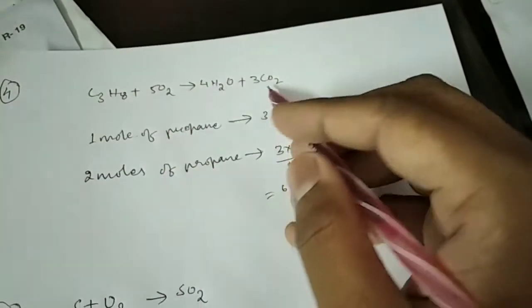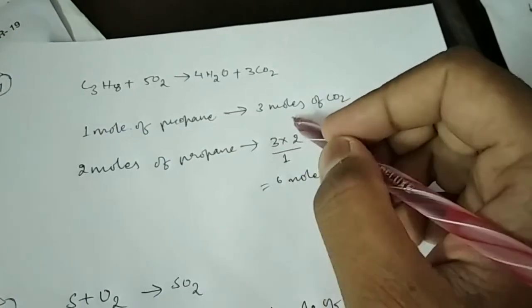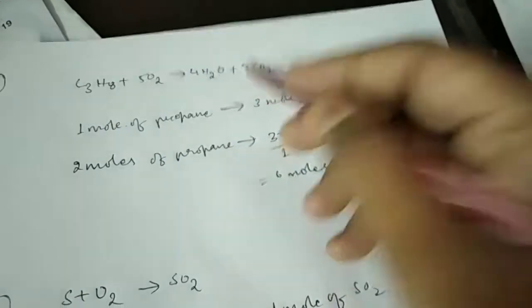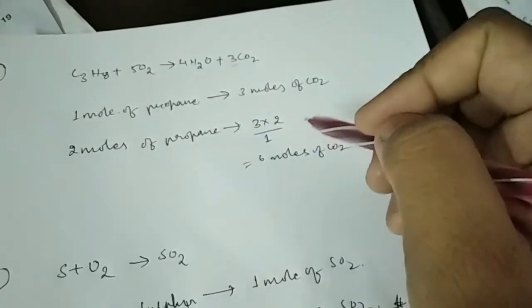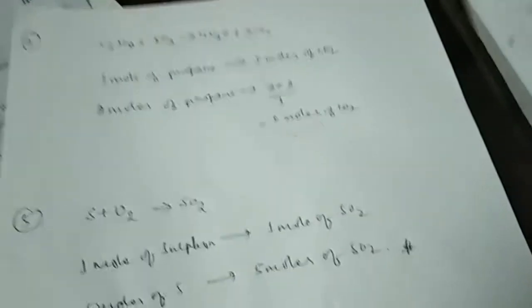So let us check it by the second method. Write down the combustion of propane equation. 1 mole of propane gives me 3 moles of carbon dioxide. 2 moles of propane will give me 6 moles of carbon dioxide. Very simple, all of you. So this was the first part of the question asked here.